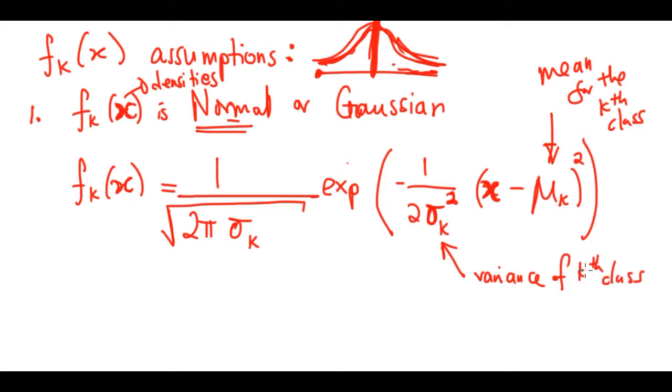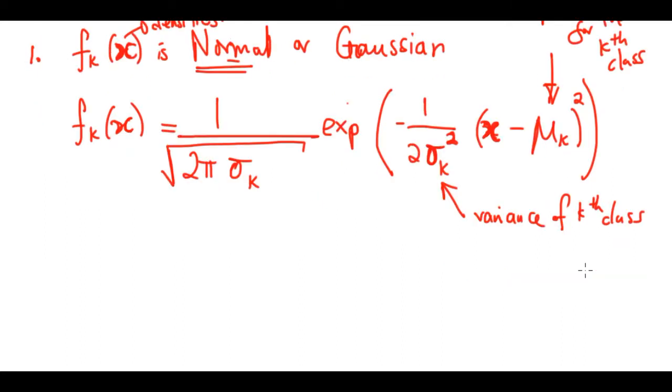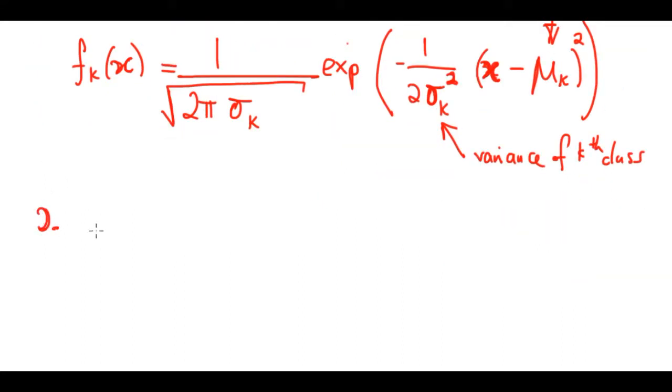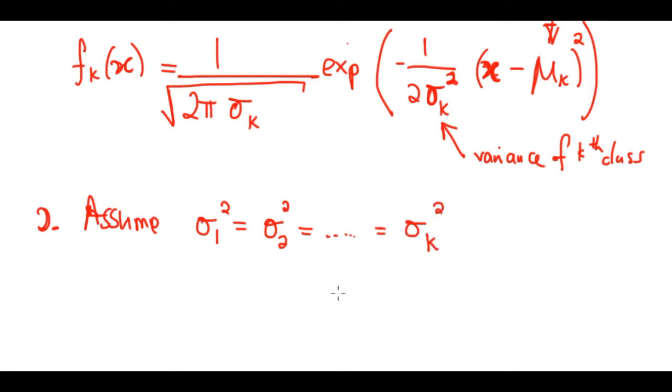Cool. So second assumption, we are going to assume the variance for the first class is equal to the variance of the second class is equal to the variance of the kth class, right? So here we're saying we have something called a shared variance across the k classes.